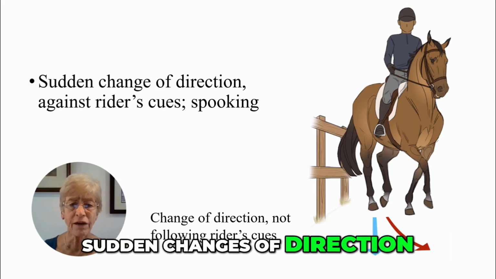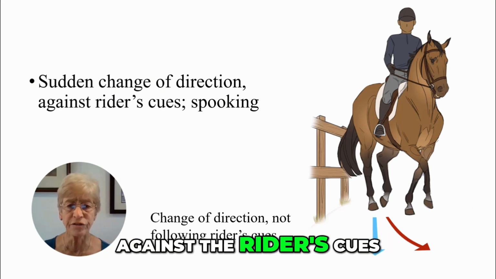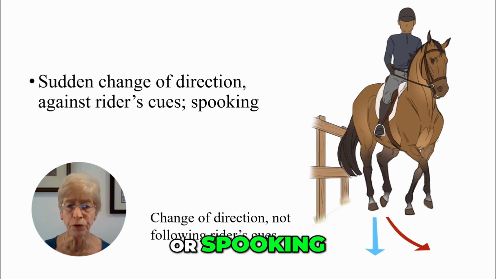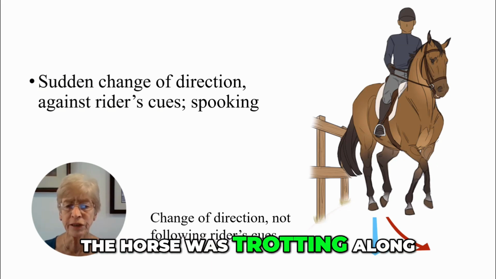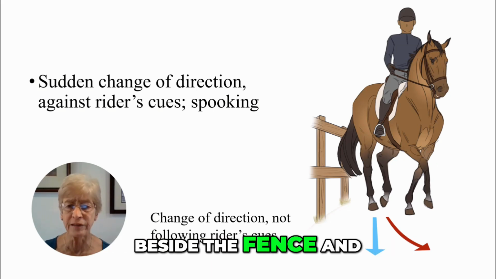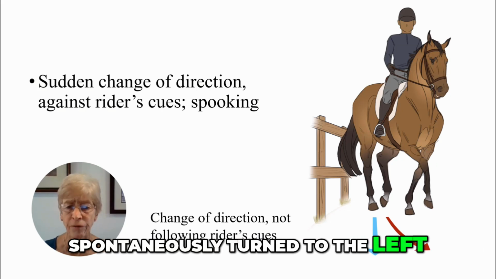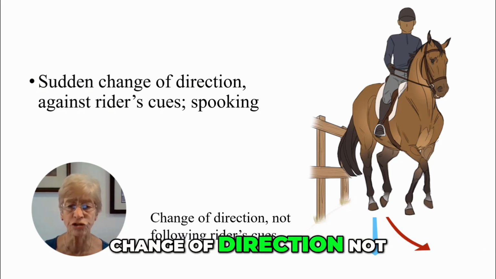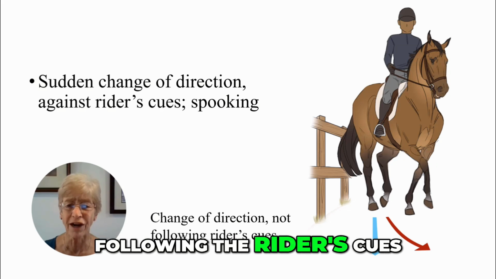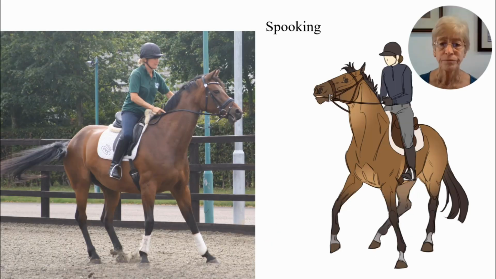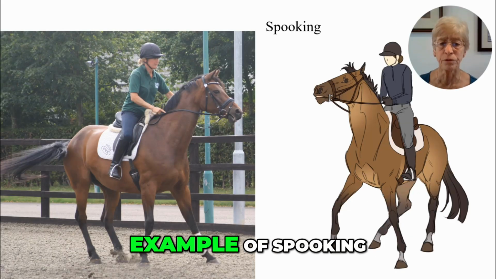Sudden changes of direction against the rider's cues, or spooking. In this image, the horse was trotting along beside the fence and spontaneously turned to the left. So this is a change of direction, not following the rider's cues. And this is an example of spooking.